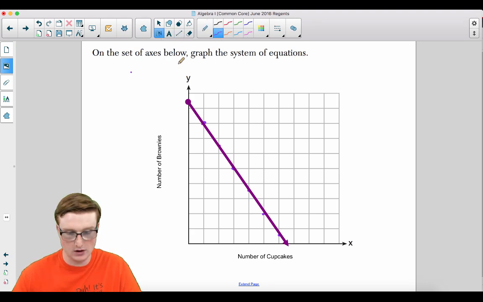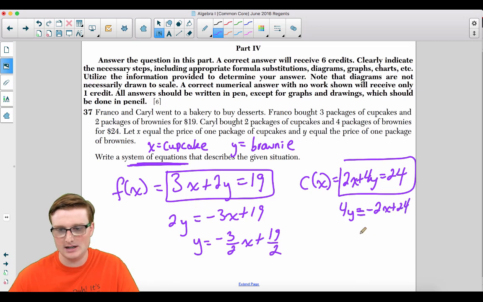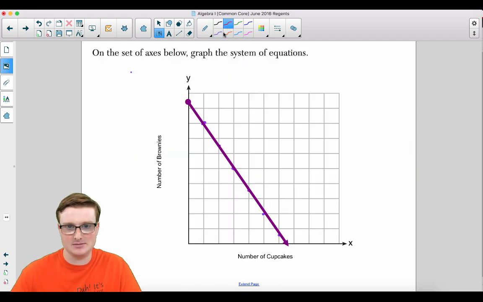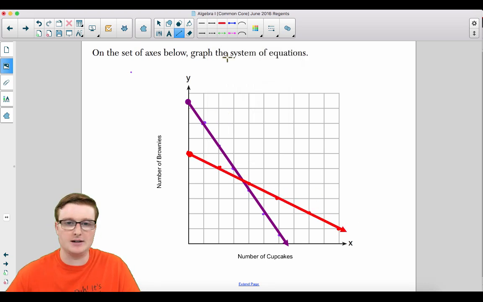Now we're going to graph Carl's function, and Carl's function is 4y equals negative 2x plus 24, that is y is equal to negative a half x plus 6. So go to 6, and we're going to graph his function. So 1, 2, 3, 4, 5, 6. We're going down 1 to the right 2, and repeat, and we graph that little guy right there.